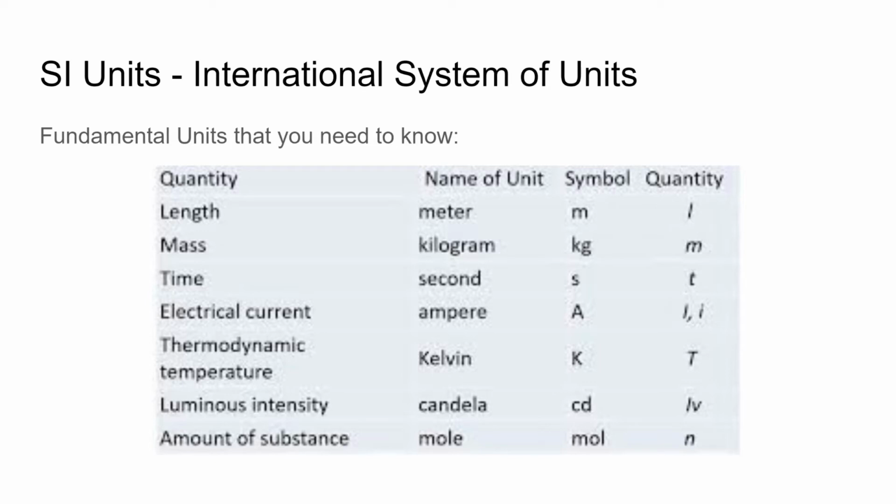in physics because Celsius is kind of tricky because it uses negative degrees, and there's no such thing as negative temperature. So we'll get into that later on when we do thermal physics. But basically, the correct scientific unit for measuring temperature is Kelvin. And then we go to luminous intensity, which is the candela.